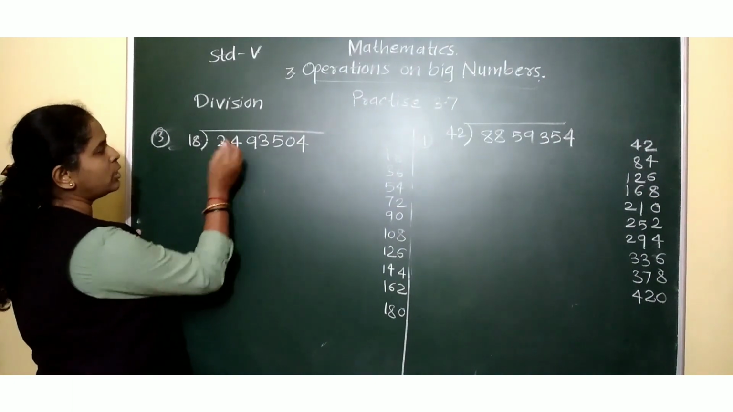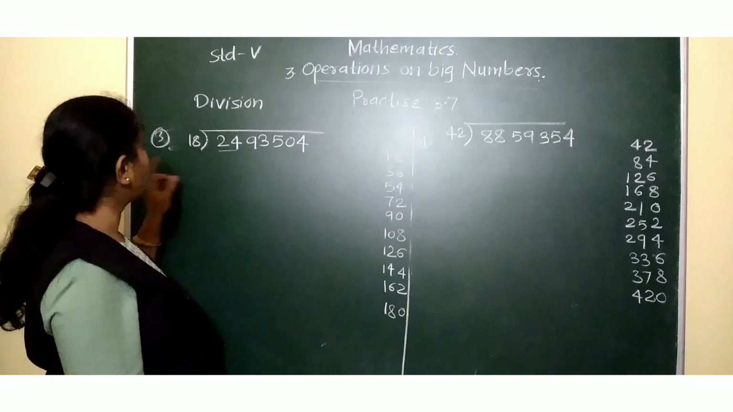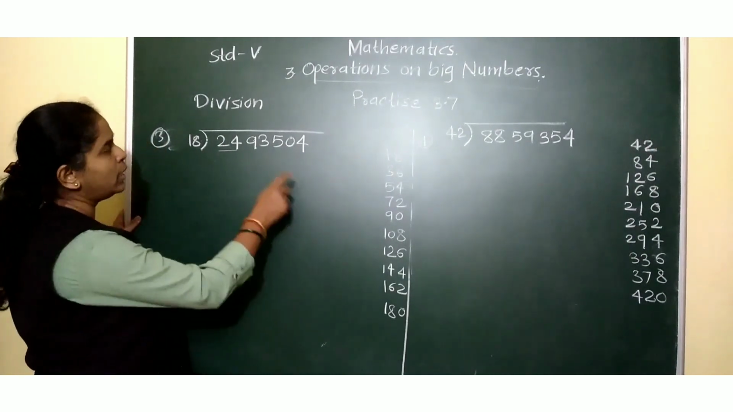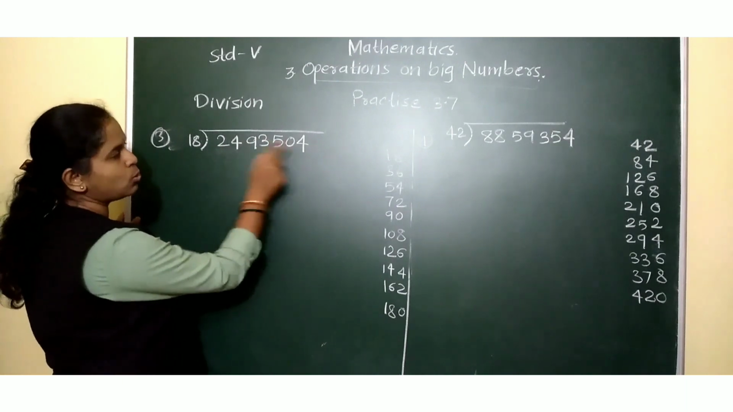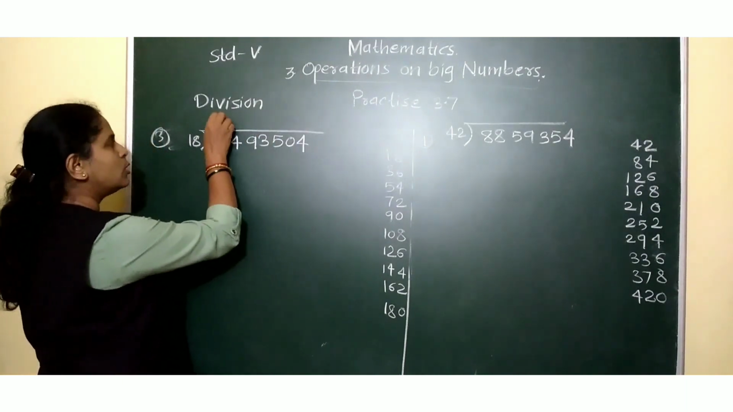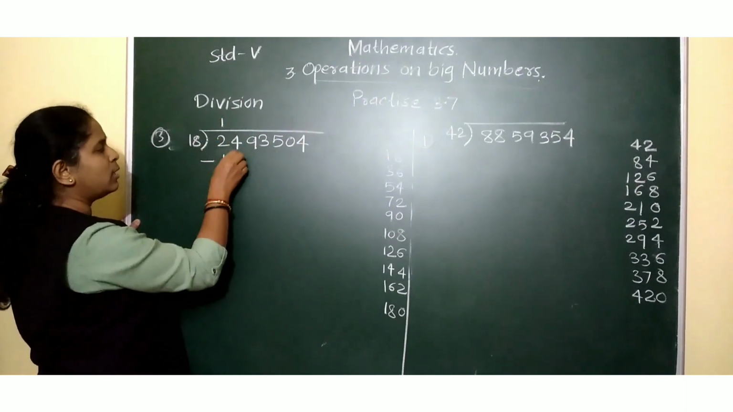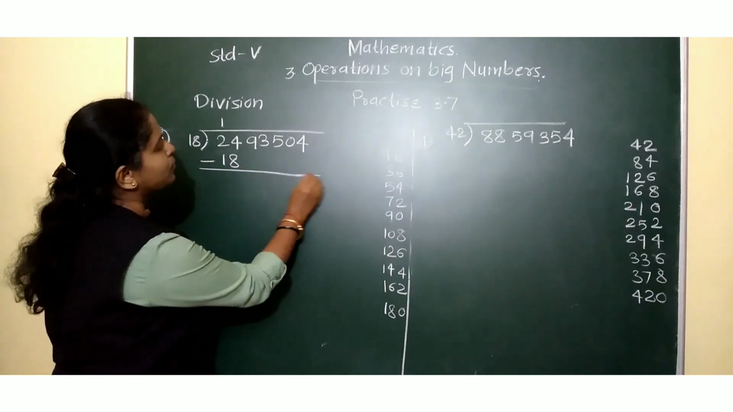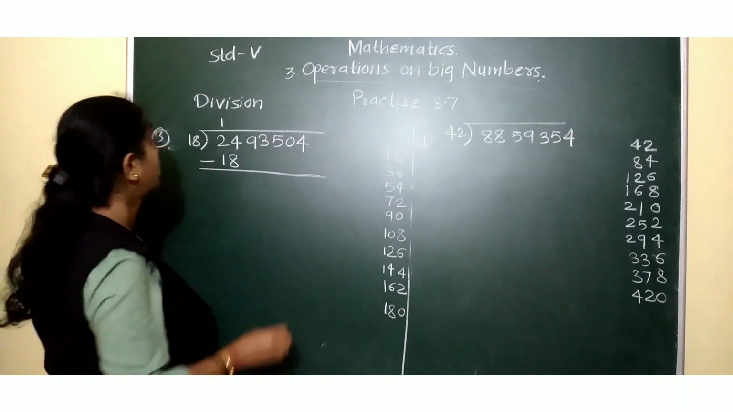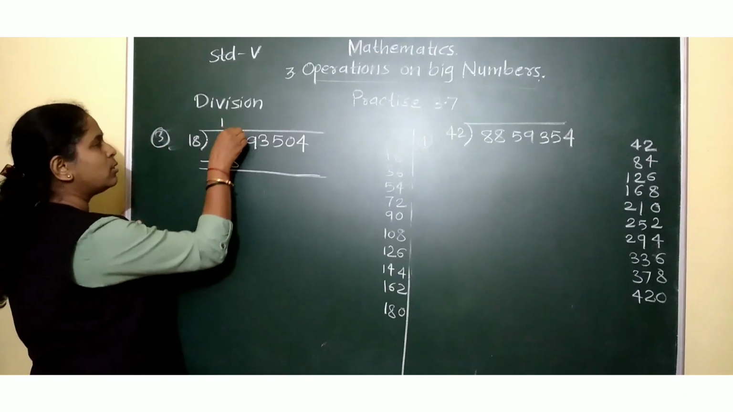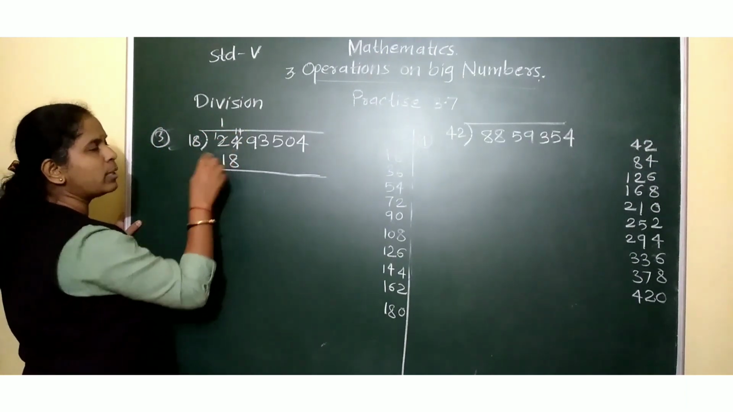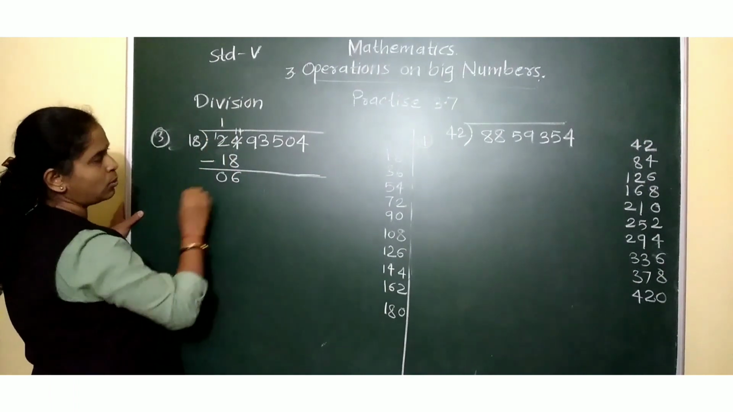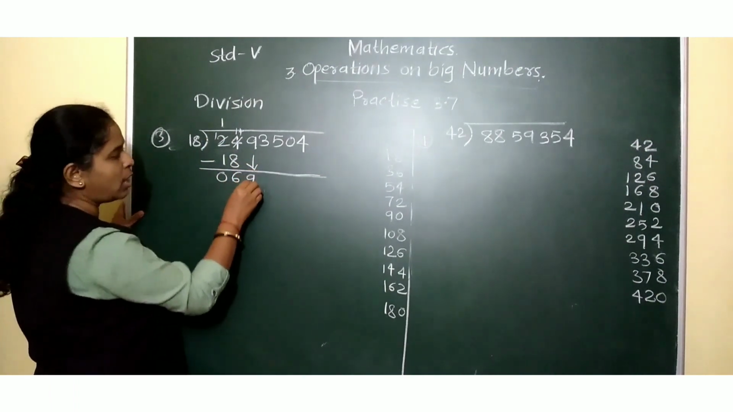Again we have to take this 2-digit number. Correct? Because this is a single digit, we cannot divide by 18. So in 18's table which number is close to 24? 18 only. So 18 1s are 18. 24 minus 18, how much? 14 minus 8 is 6. 1 minus 1, 0. Take this 9 down.